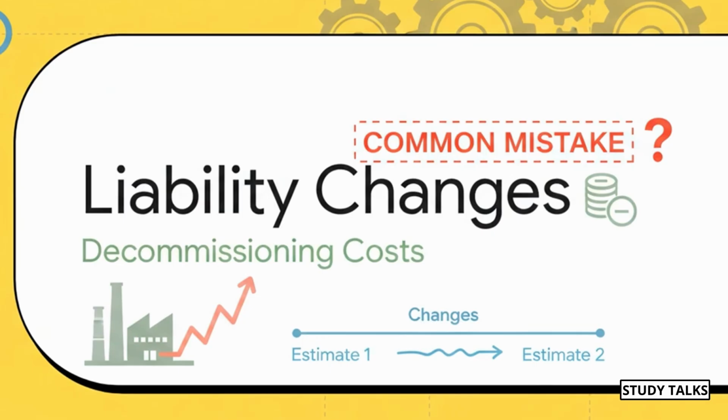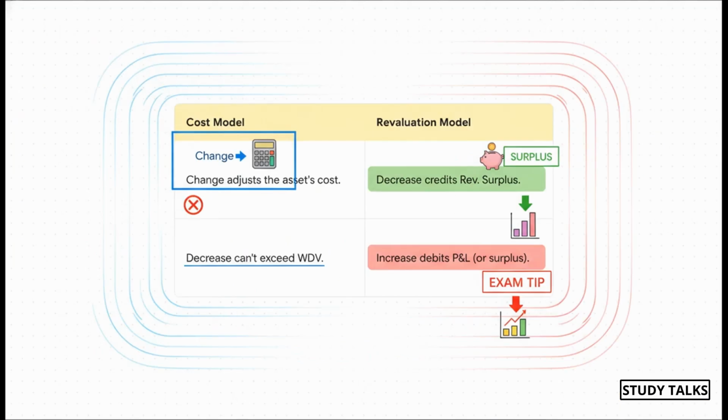Think about the future cost of dismantling a factory you've built. What happens when your estimate of that cost changes? Okay, let's look at the two scenarios. If your asset is measured using the cost model, it's pretty straightforward. Any change in that liability, up or down, is just added to or deducted from the cost of the asset.